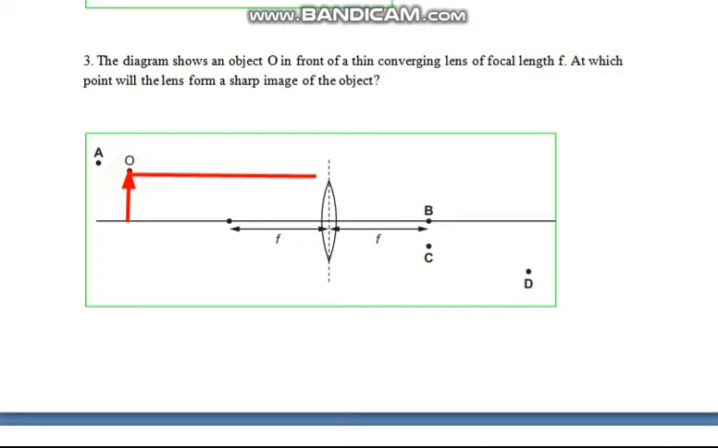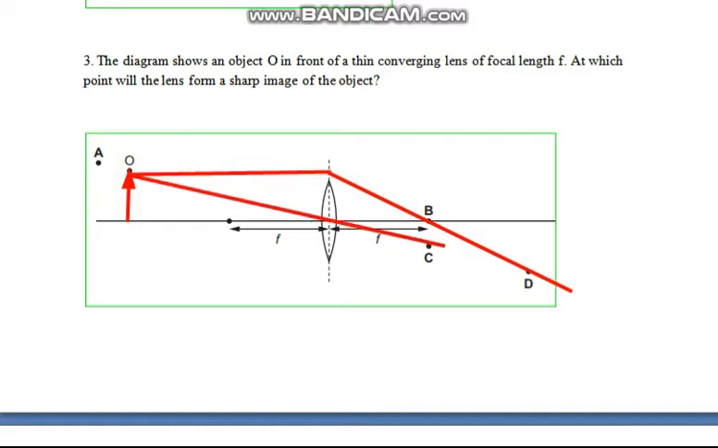This is the ray of light which is parallel to the principal axis, and it should pass through the focus, that means it passes through B. Another one, if it passes through the optical center, that's the rule, it goes undeviated and it goes this way. Wherever these two meet, the image will be formed, and in this case the image is formed at D, so the correct option is D.